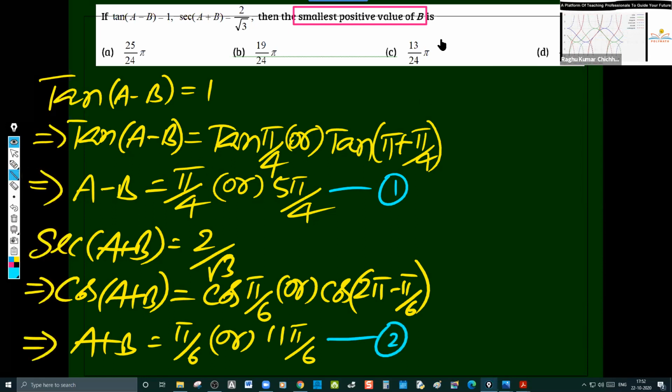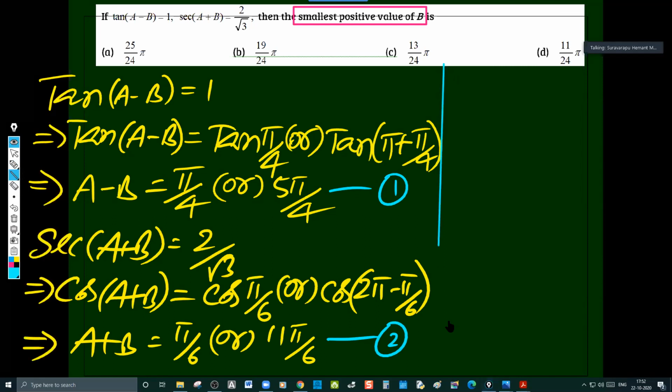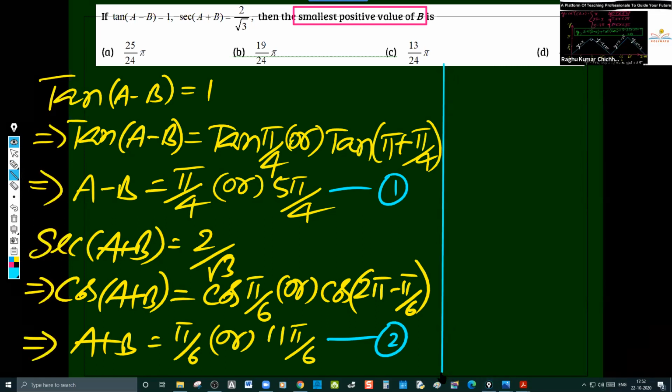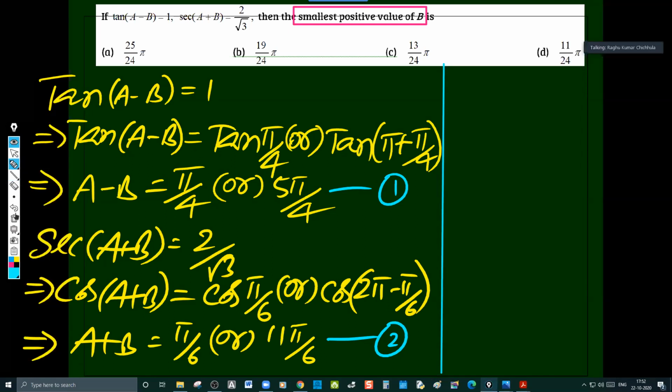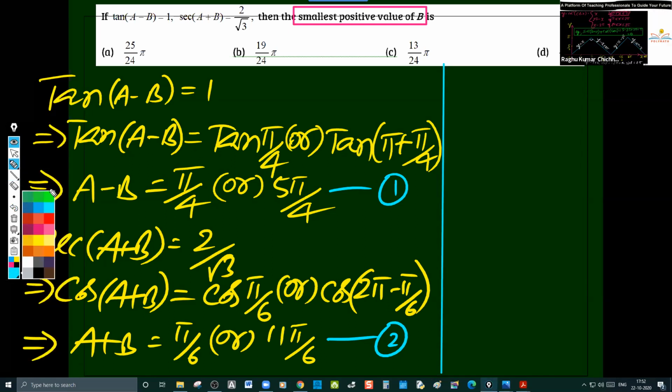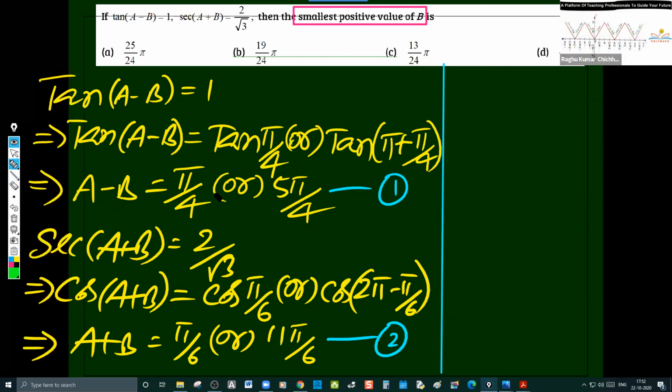Okay, are both there? Yes, sir. Now which value do we need? B, sir. B value. So we should subtract. So A minus B we know, A plus B we know. But according to the options, you just see there are big numbers out there. If you take pi by 4, pi by 6, is it possible? Let us check it out. Solve 1 and 2.